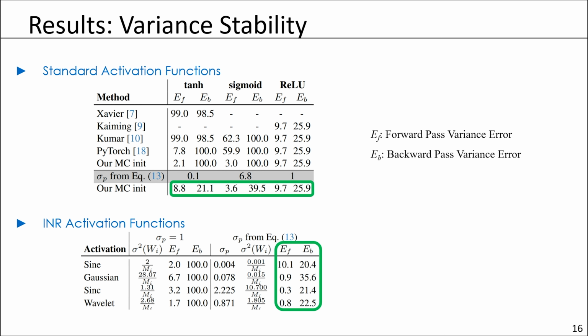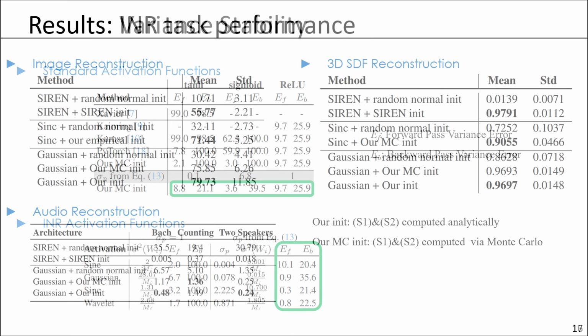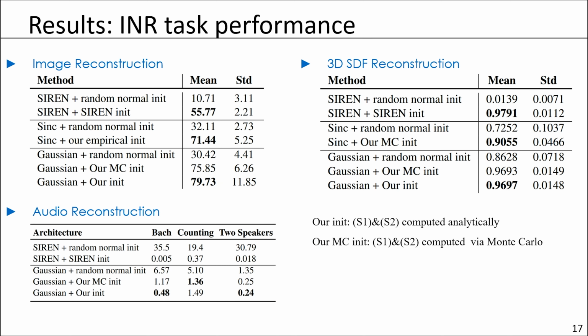If we now choose sigma p to satisfy our condition that makes the forward and backward pass initialization equivalent, our method is stable in both passes. We also show that our initialization improved task performance for INRs across multiple modalities. We show it for image, 3D SDF, and audio reconstruction. Note that both computing the expectations needed for our initialization analytically and estimating them via Monte Carlo sampling works well.